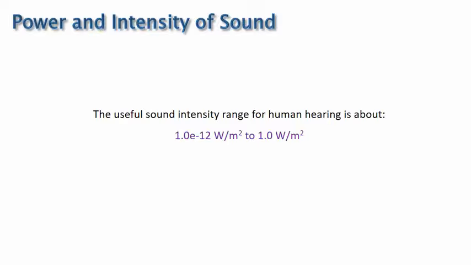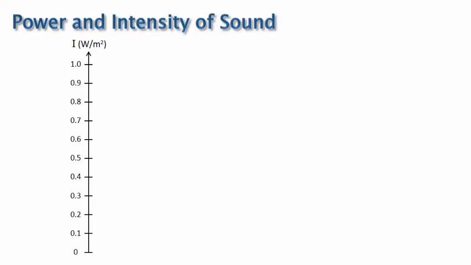Here's a traditional numbering scale from 0 to 1 watt per meter squared. Say the intensity of a sound wave is 1 watt per meter squared. If the intensity drops to 1/10 of this value, to 0.1 watts per meter squared, then this is clearly a large drop on this scale.